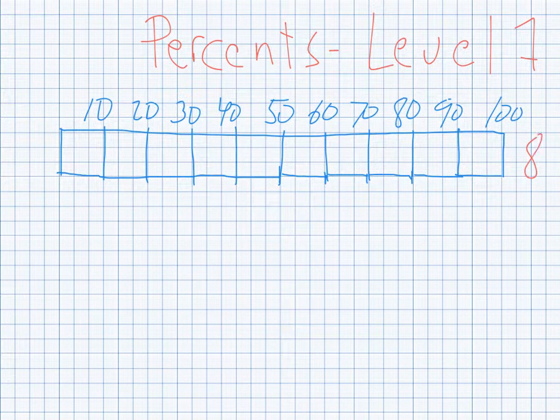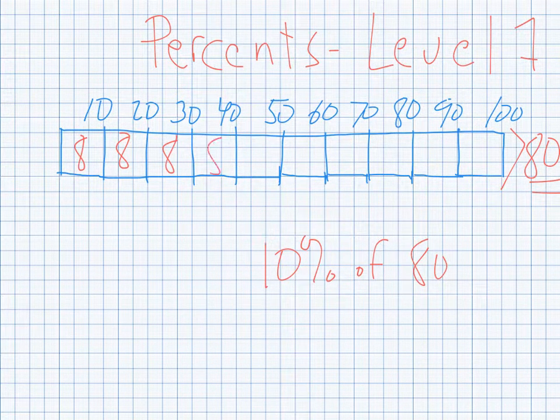Let's say that you have the number 80. I want to know, what is 10% of 80? Well, 10% really means cutting into 10 parts. Each part will be 10%. So if we cut 80 into 10 parts, each of the 10 parts will be 8. So 10% of 80 is 8.